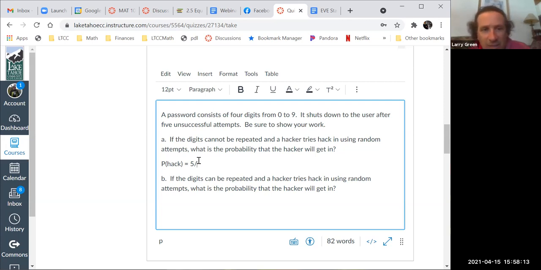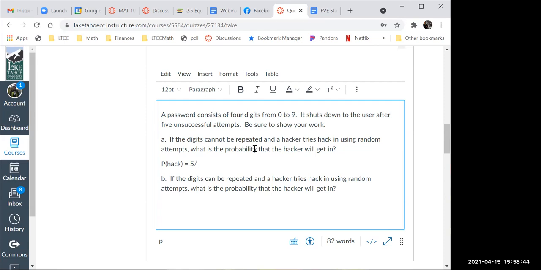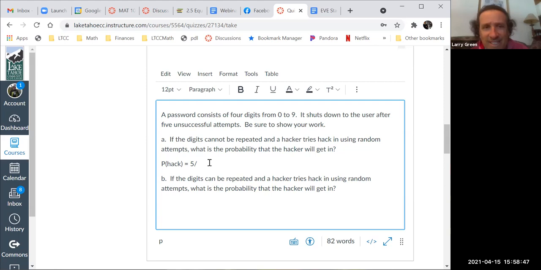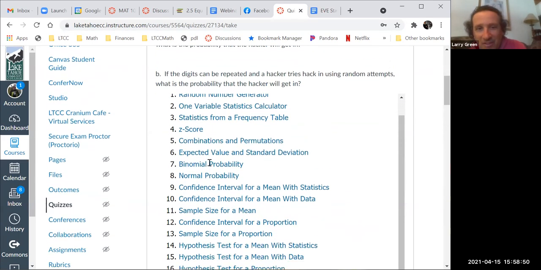Okay, now comes the next part. If the digits can't be repeated, that means the hacker is going to pick 4 different numbers from 0 to 9. Does that make sense to everyone? How do we find out how many ways there are of picking 4 different numbers from 0 to 9? Do you remember how to do that? It's very similar to something I did 2 days ago. You put it as fractions and multiply it? Here's a hint. Look what I put in the question.